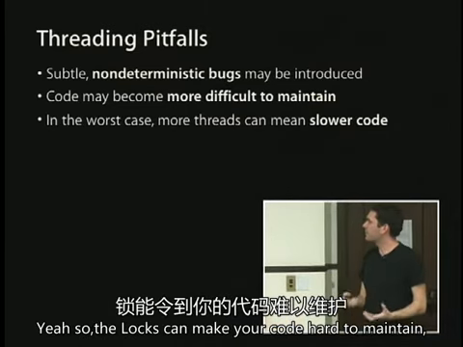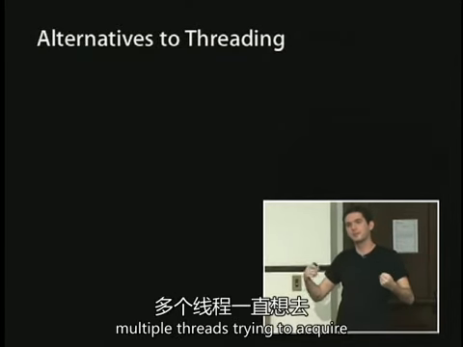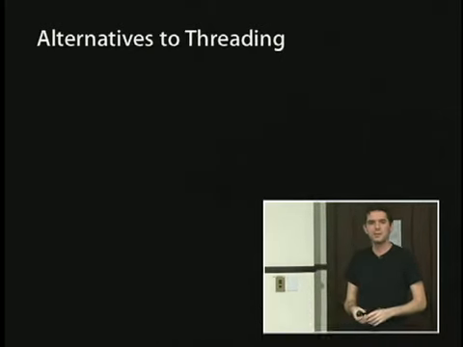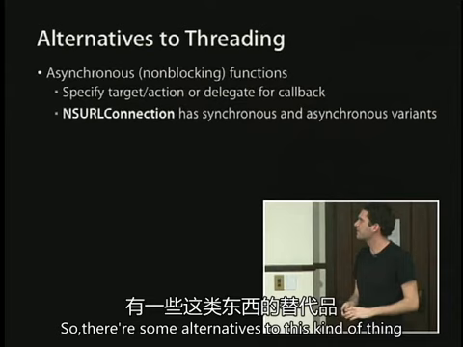So the locks can make your code hard to maintain. It can make things slower if you've got a lot of lock contention, multiple threads trying to acquire and release these locks all the time. It can really slow down the execution and progression of your code. So there's some alternatives to this kind of thing.